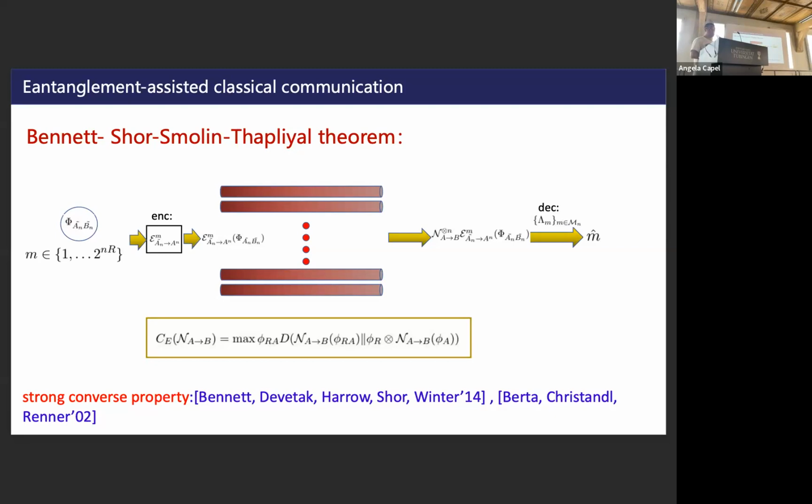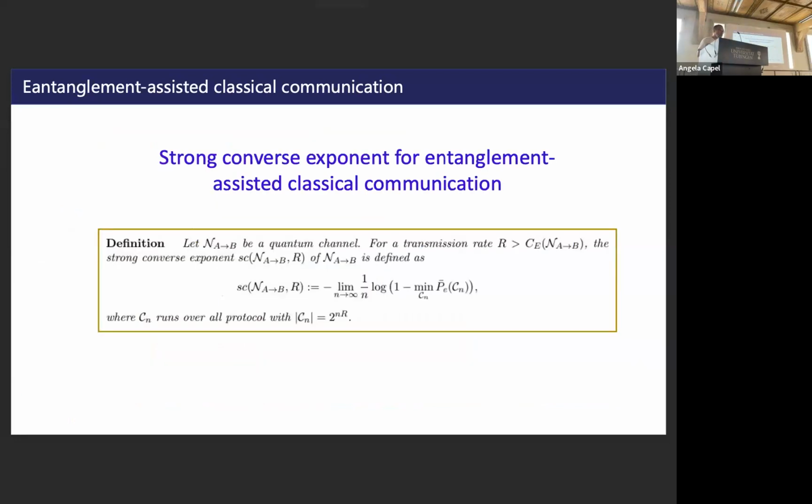Bennett et al. proved the quantum reverse Shannon theorem, and this theorem also implies that the entanglement-assisted classical capacity satisfies the strong converse property. The strong converse exponent for entanglement-assisted classical communication is the exponential decreasing rate of the optimal success probability towards 0, or the error towards 1, when the transmission rate is larger than the channel capacity.